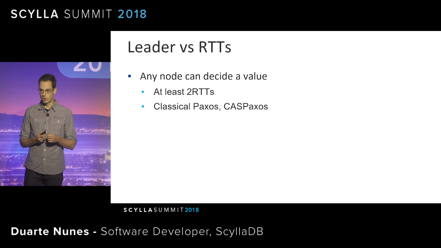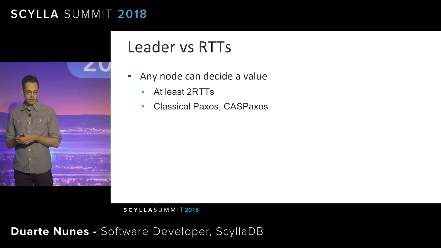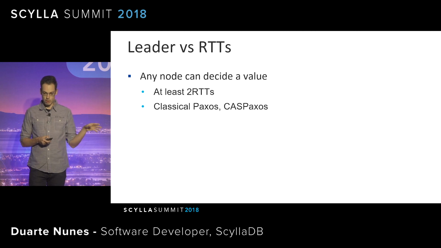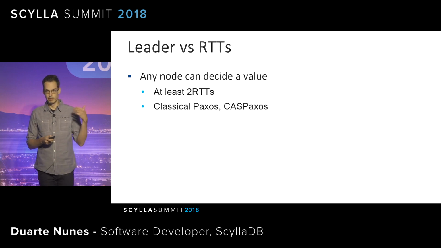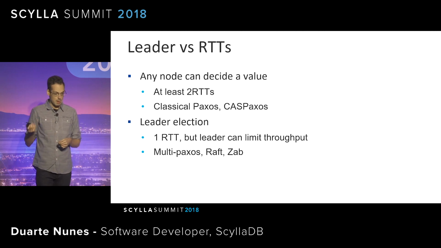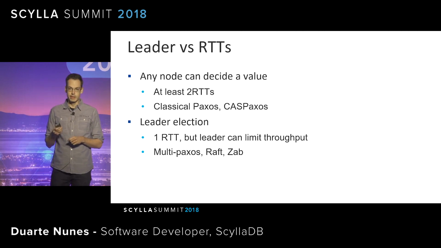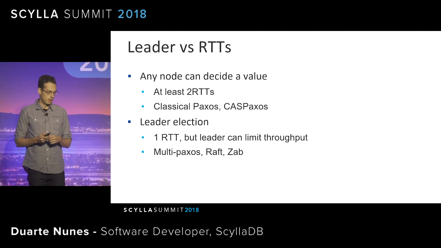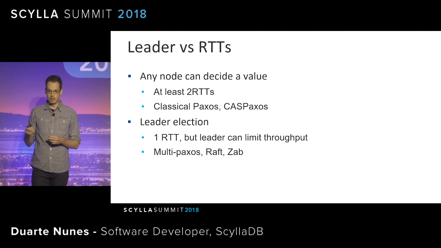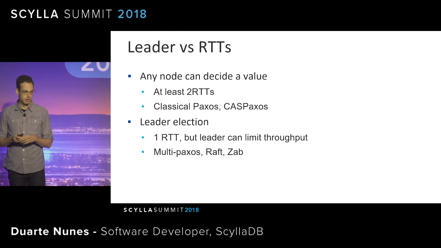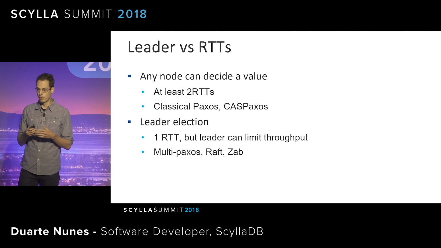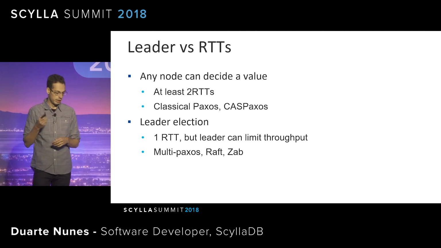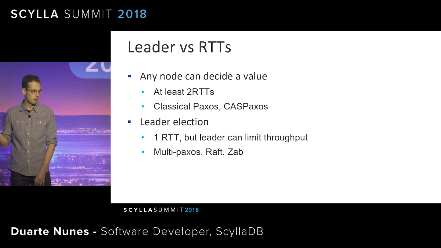It is typically 2 for protocols like classic Paxos and CAS Paxos. Cassandra has a protocol that requires 4 round trips, mainly having to do with the fact that we need to do that read before write for LWT. What other protocols choose to do is elect a strong leader, and that leader is the only node that can decide on new values. It can do that in a single round trip, but having a single leader limits the throughput, and the request typically has to go through an extra hop to actually go to that leader. So Multi-Paxos, Raft, and Zab, the Zookeeper protocol, are examples of protocols with a strong leader.